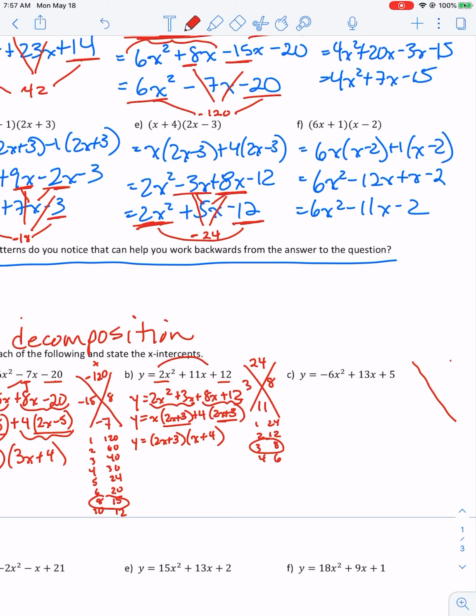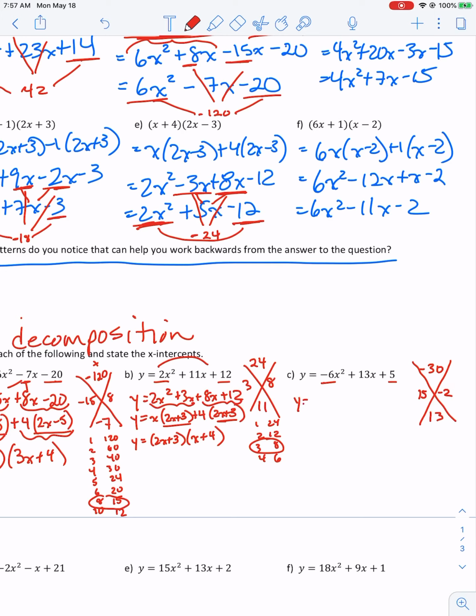So first, this time I'm going to just leave the minus 6 there. So minus 6 and positive 5. That's minus 30, and they have to add to give me positive 13. So since they have to multiply to give you a negative, one has to be negative and one has to be positive. So you can check on your own, but this is going to end up being positive 15 and negative 2.